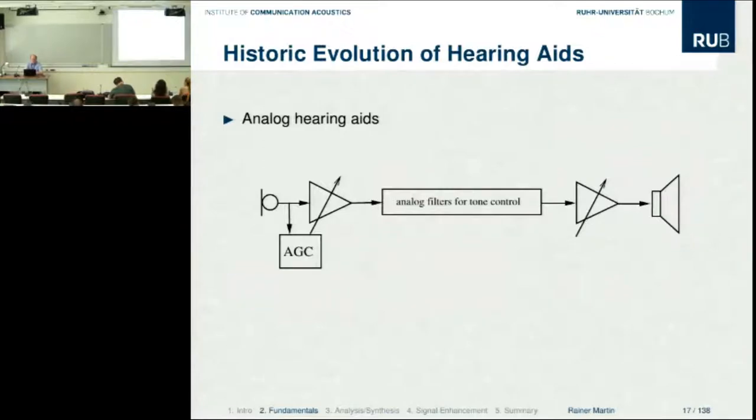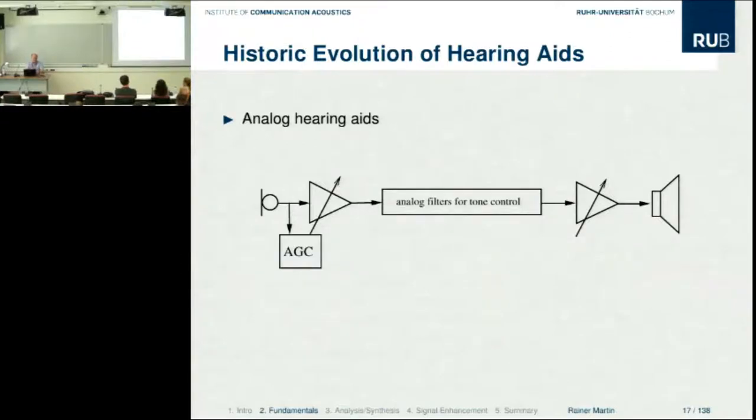Some insights into the historic evolution. So 20 years ago, all the hearing aids were analog. There were some filters for tone control. Most hearing aids had 2, 3, 4, 5 filters to also provide frequency dependent gain according to the audiogram.